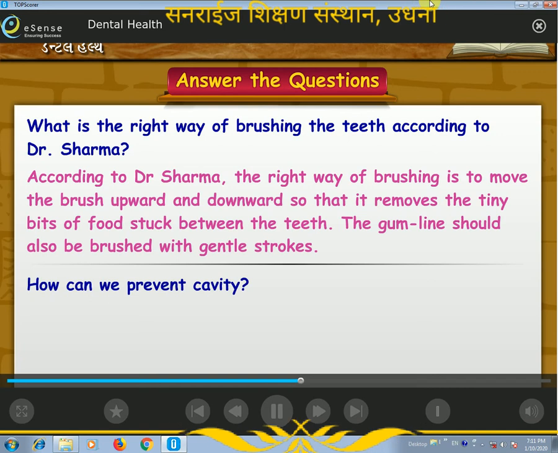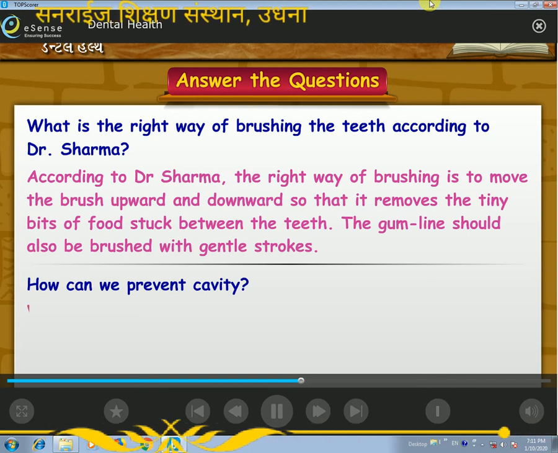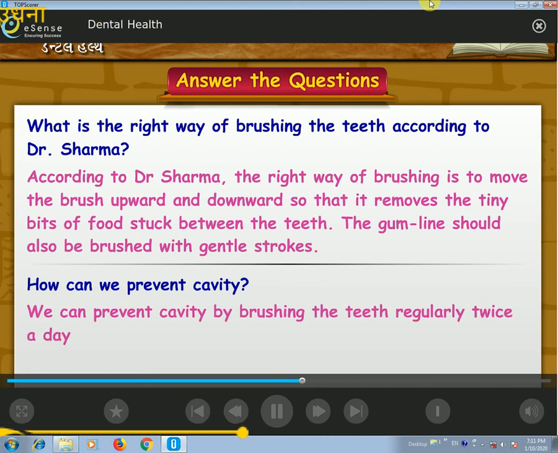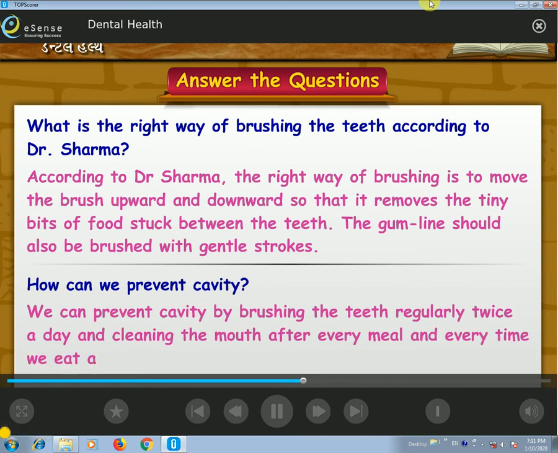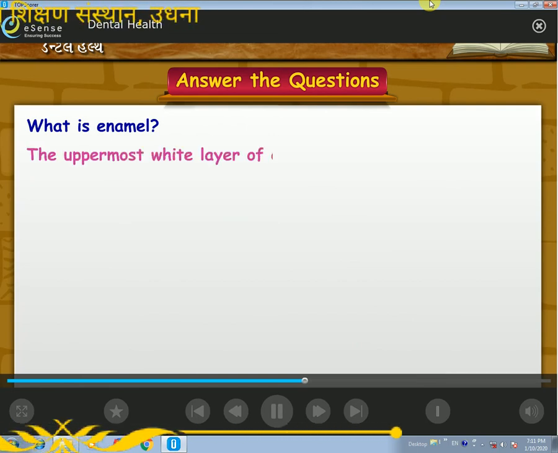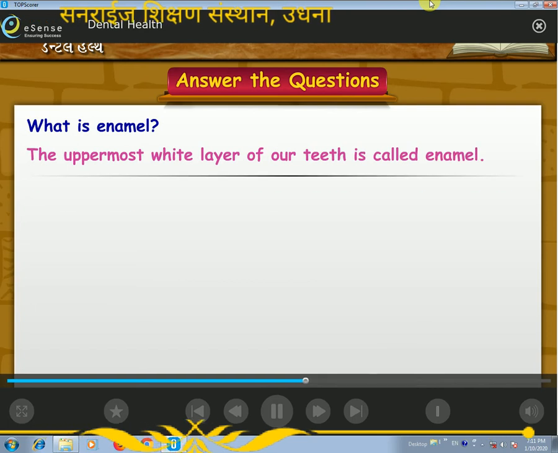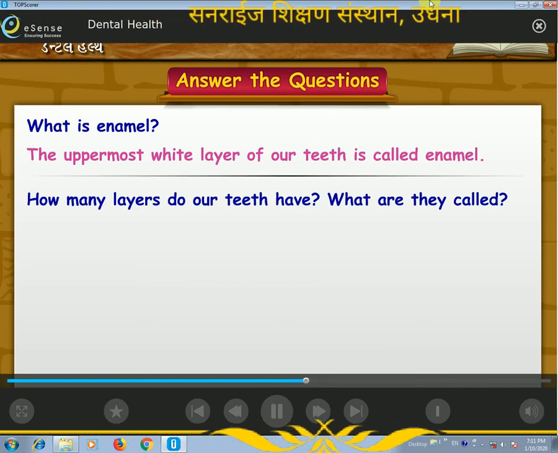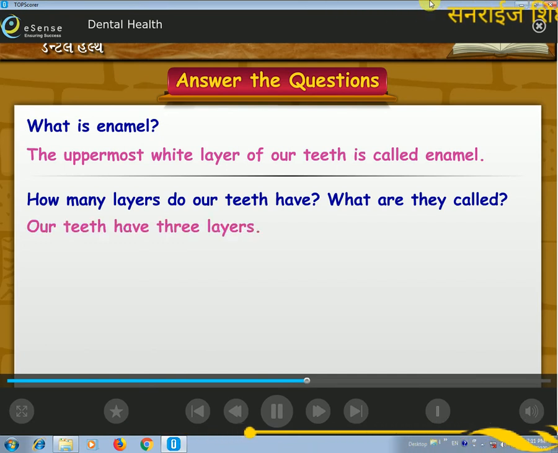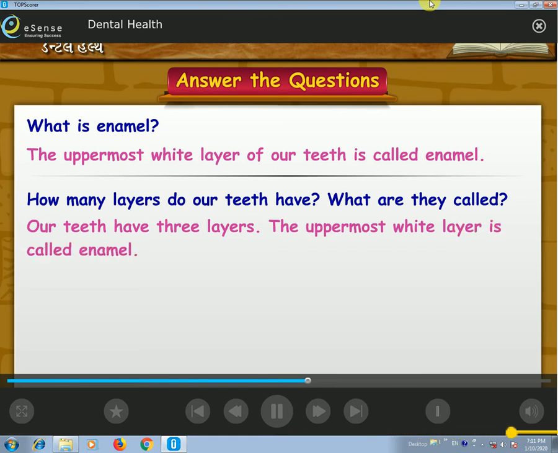What is enamel? The uppermost white layer of our teeth is called enamel. How many layers do our teeth have? What are they called? Our teeth have 3 layers. The uppermost white layer is called enamel. The second yellowish layer is called dentin. And the innermost layer is called dental pulp. What will Sonia learn from her project? Sonia will learn about dental health and proper care of teeth from her project.